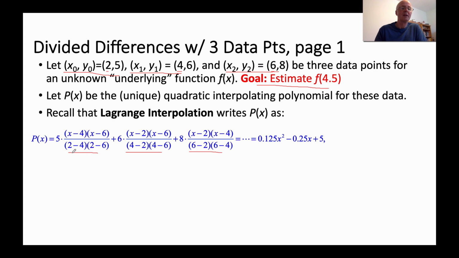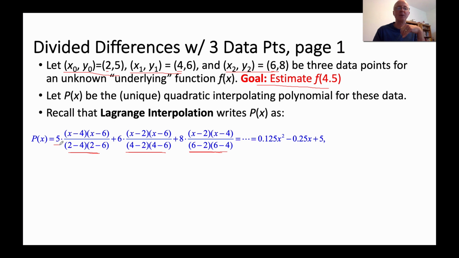Here's the key idea. Notice this quadratic is 0 at the nodes 4 and 6, and equal to 1 at the 0th node, which was 2. You plug in x equals 2, you get 1. This one right here is 0 at the nodes 2 and 6, and 1 at the middle node, x equals 4. And this one is 0 at the nodes 2 and 4, and 1 when x equals 6.